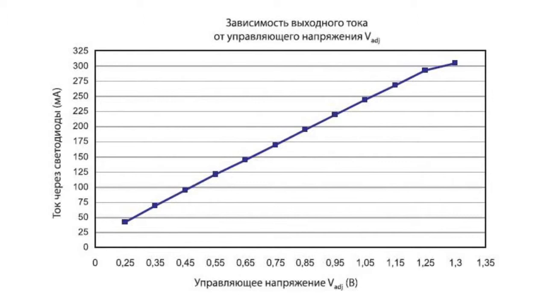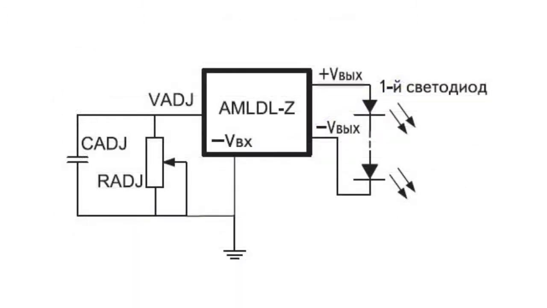This order of brightness regulation doesn't require an external voltage source. Brightness is regulated with a variable resistor placed between the control input and the input minus. A capacitor is intended to reduce the influence of induction and high-frequency interference in the control input.